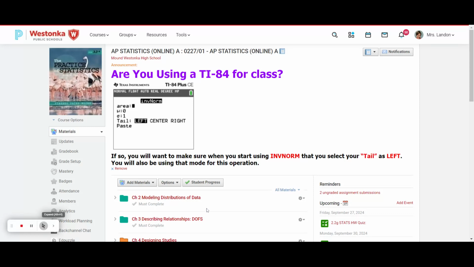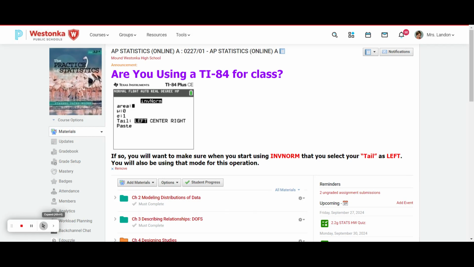Before we talk about our deadlines this week, let's talk about the calculator post I did late last week about your TI-84 calculator. As you are starting your notes and when you learn about inverse norm, which is a function on the calculator that I highly recommend you get used to using, this is the one that will tell you on a standard normal curve either the z-score or the element's value for a particular area under the curve.